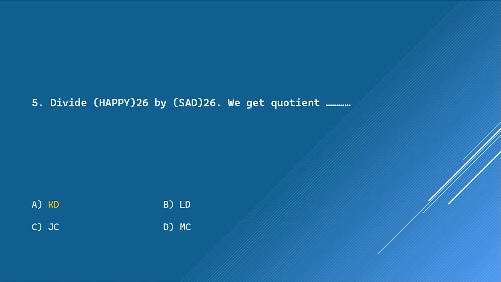5. Divide the first polynomial by the second, modulo 26. What quotient do we get? A, B, C, D. Correct answer is KD.